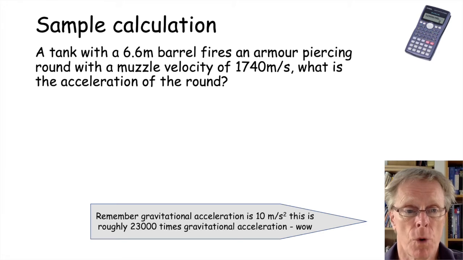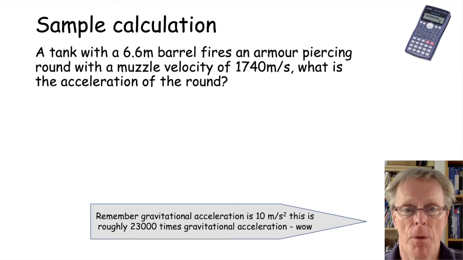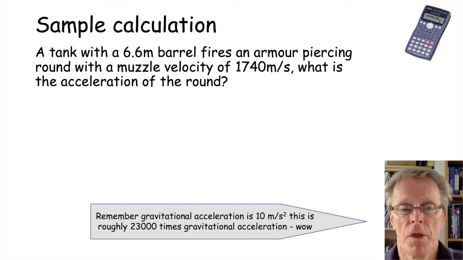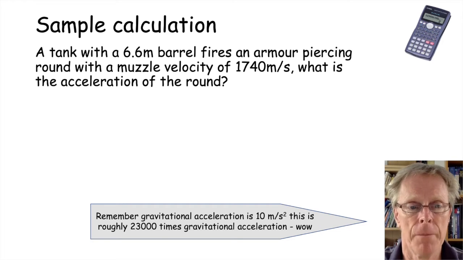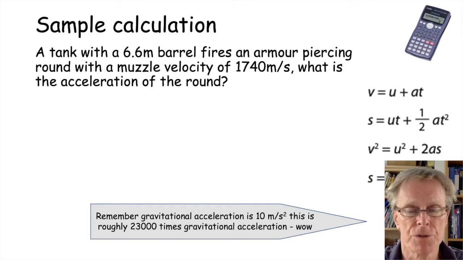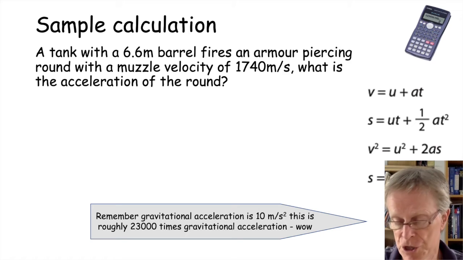So here's a sample calculation. A tank with a 6.6 metre barrel fires an armour-piercing round with a muzzle velocity of 1,740 metres per second. You've got to calculate the acceleration of the projectile as it accelerates down the barrel of the gun. First of all, I'm just putting these on there to make it a bit easier. You don't need to copy these out. You can just take them straight off the formula sheet.